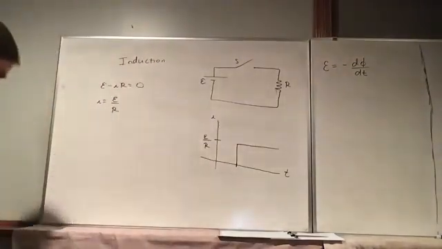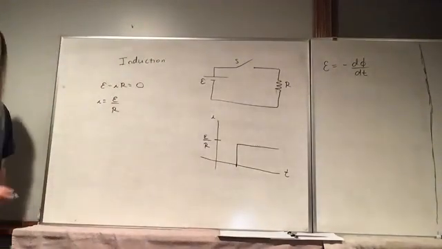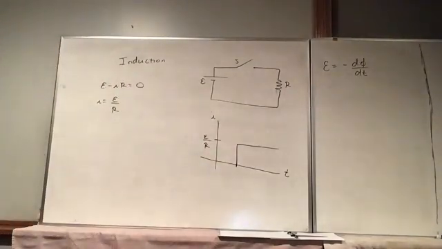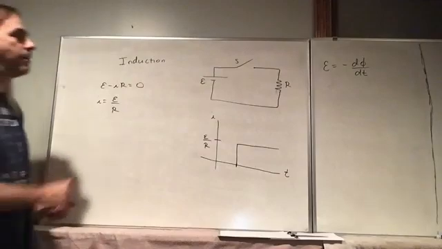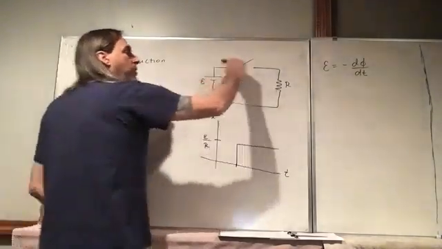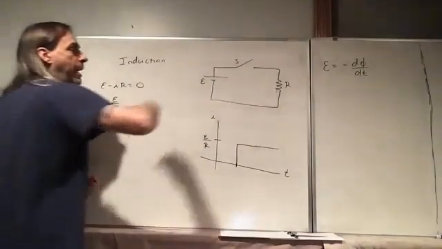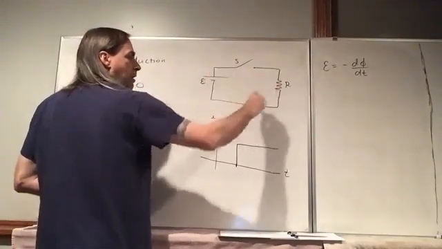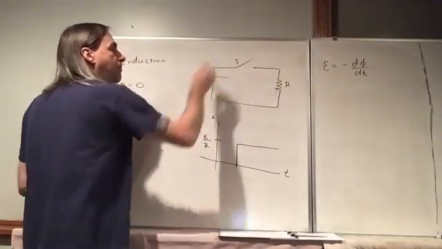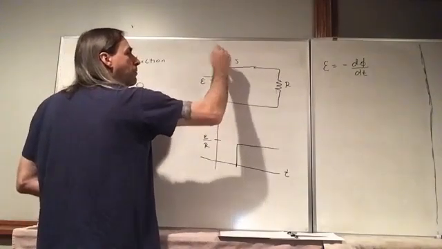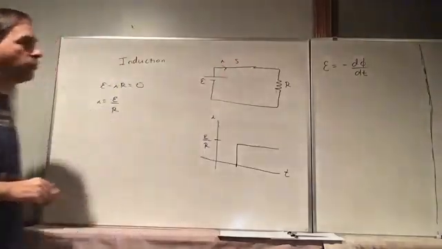What this is implying is that when we close the switch, the current goes from 0 to epsilon over R. So we have this instantaneous jump in current, which we know is not physically realistic. This is not what's going to happen in reality, because once we create a current, that's going to create a magnetic field. We have this loop here, which encloses an area, and once we close the switch, there's going to be a magnetic field in the loop.